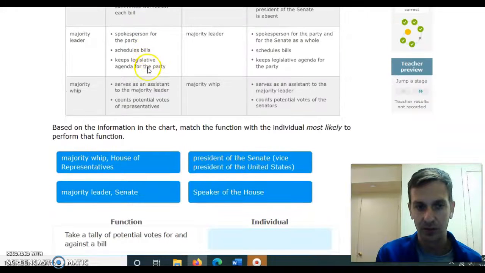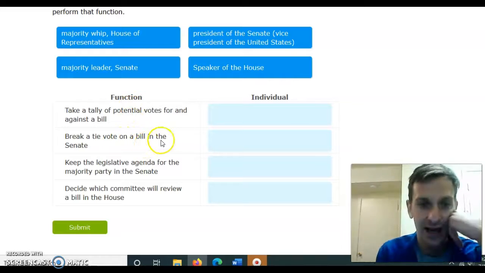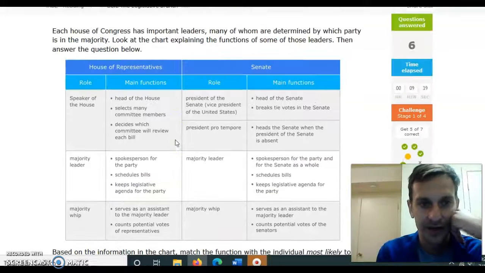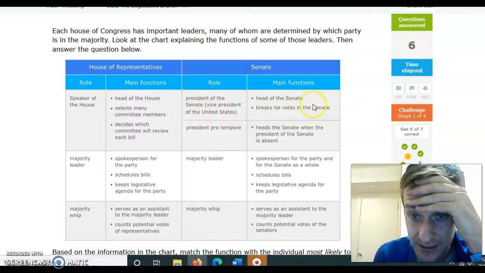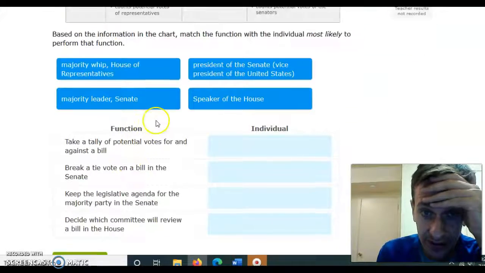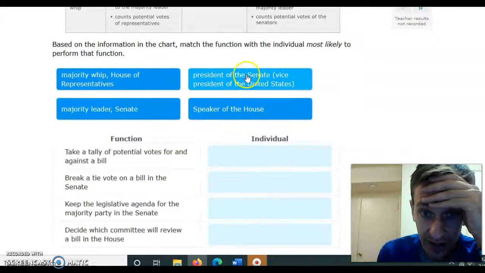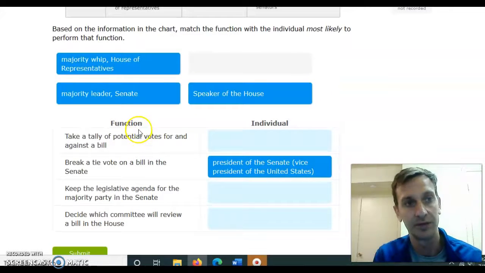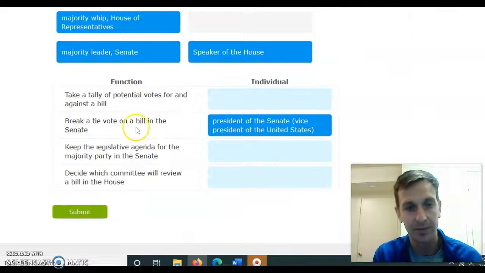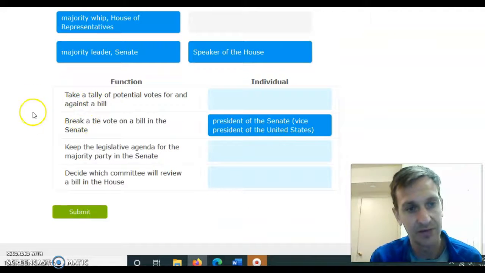All right, so let's just go one by one. Takes a tally of potential votes. Let's skip that one. Breaks a tie vote on a bill in the Senate. So we go to Senate. Here it is. President of the Senate breaks a tie vote in the Senate. Here's our answer. The President of the Senate. So say we're stuck on one, like that one is a little tricky. Let's come back to it. Let's try to get the other 3, and the last one will decide itself out.